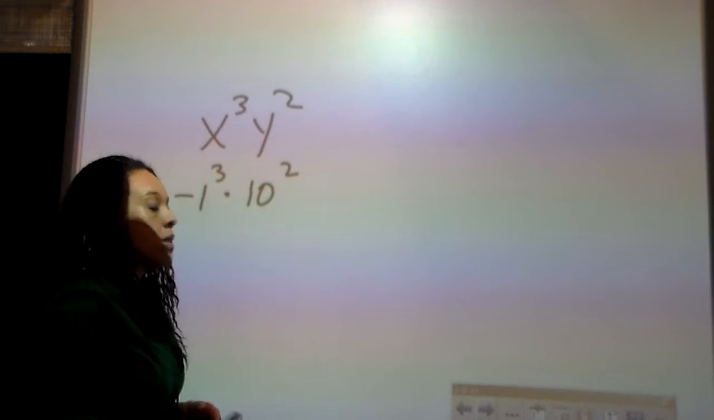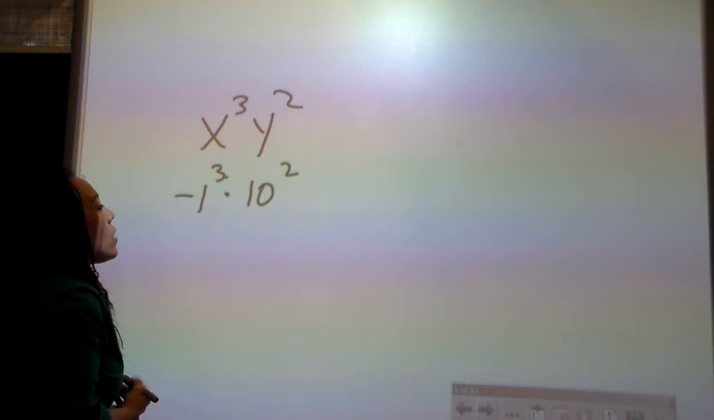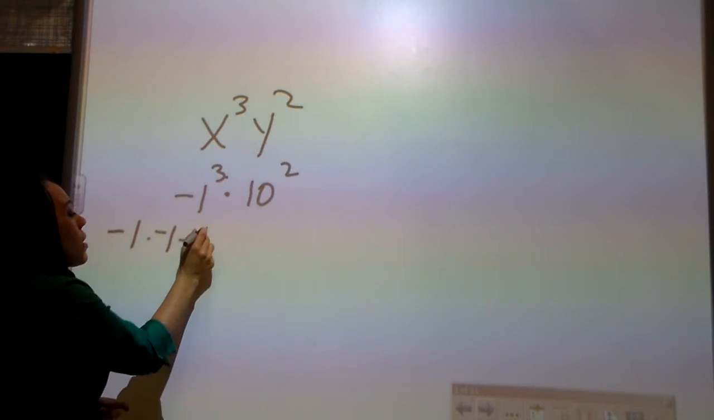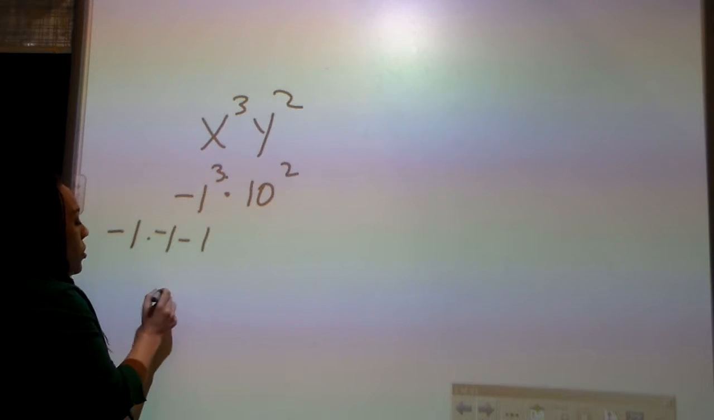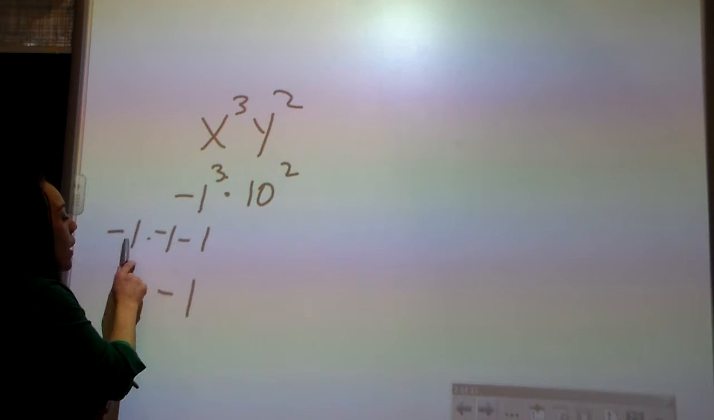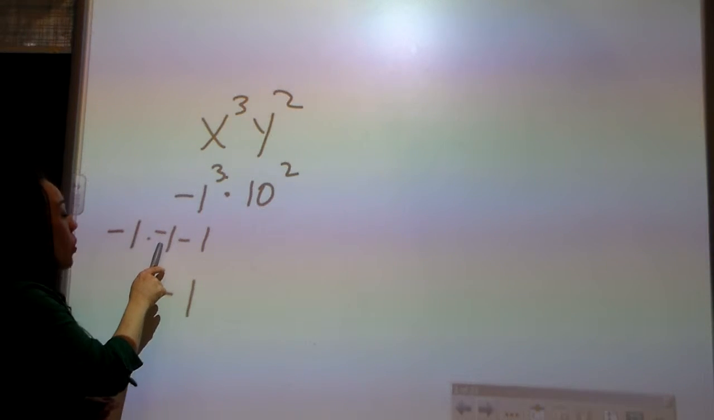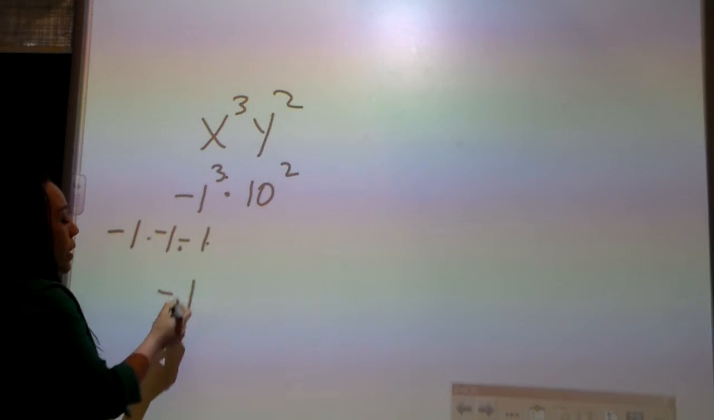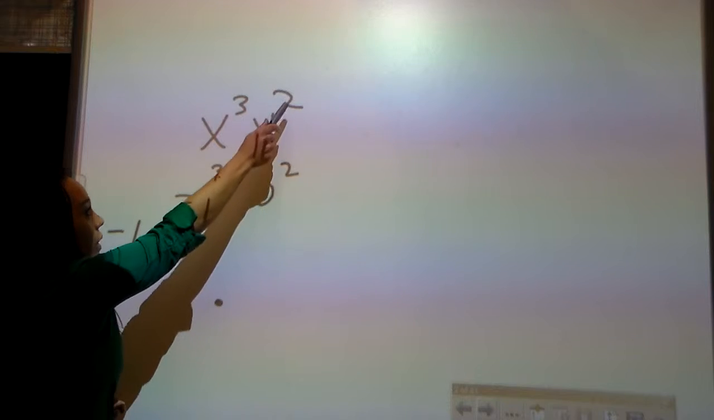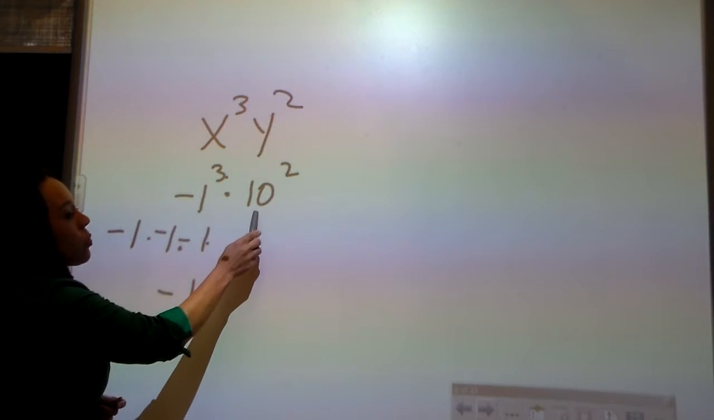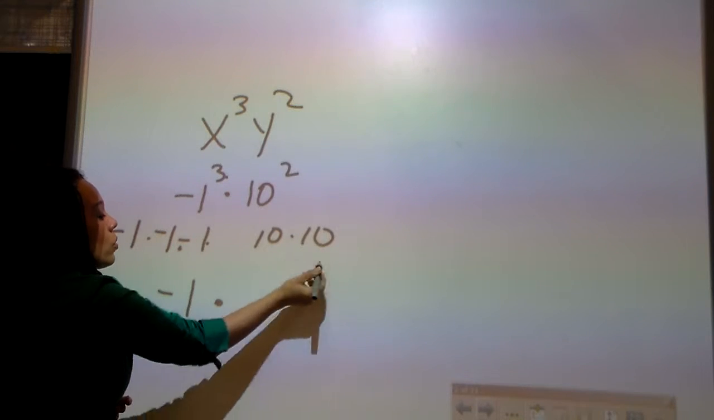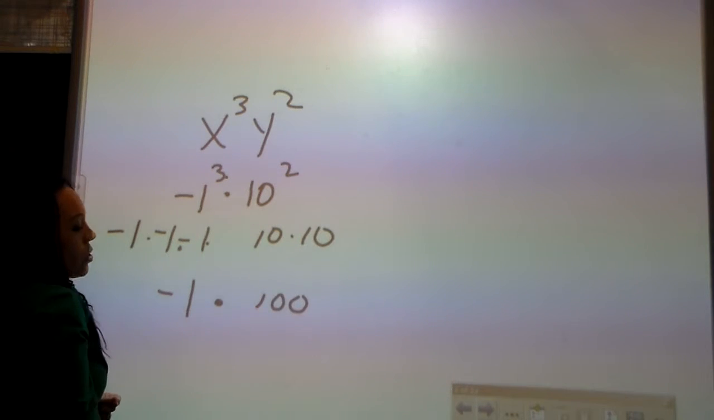Now I have to go through and simplify these. So -1 to the third power means -1 times -1 times -1, which is -1, because 1 times 1 is 1. -1 times -1 is +1. +1 times -1 now yields a -1. Remember, we still have to simplify over here for our y squared, which turned out to be 10 squared, which is 10 times 10, which is 100.